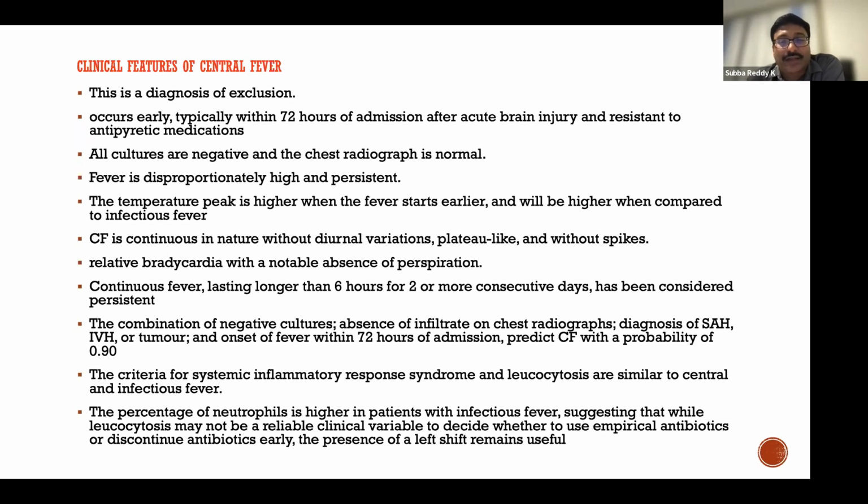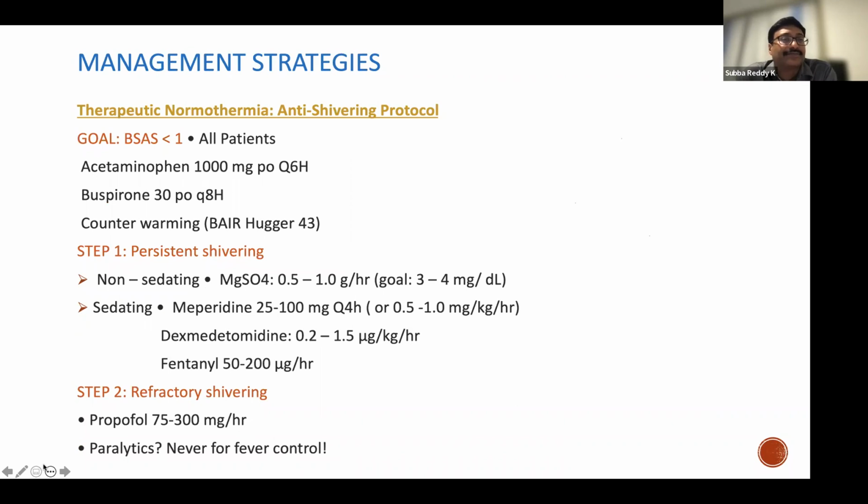The combination of negative cultures, absence of infiltrates on chest X-ray, a diagnosis of SAH or IVH or tumor, and onset of fever within 72 hours of admission predicts central fever with a good probability. Leukocytosis and the like may not be useful to differentiate, but definitely if there is a left shift of immature neutrophils, then we can say it is infectious. We can rule out central fever if there is a left shift of the leukocytes.